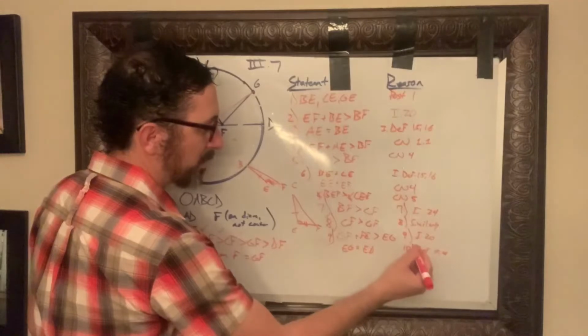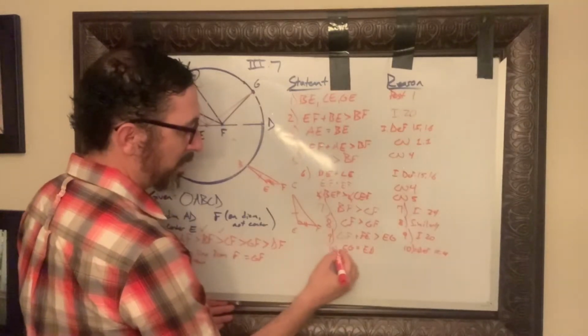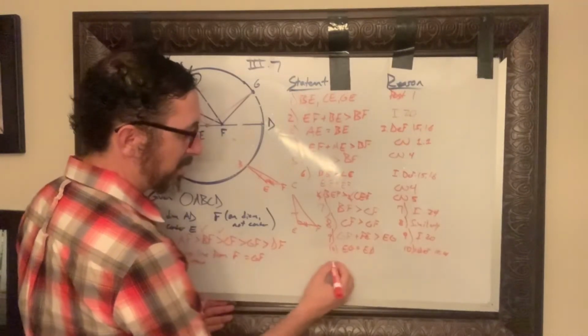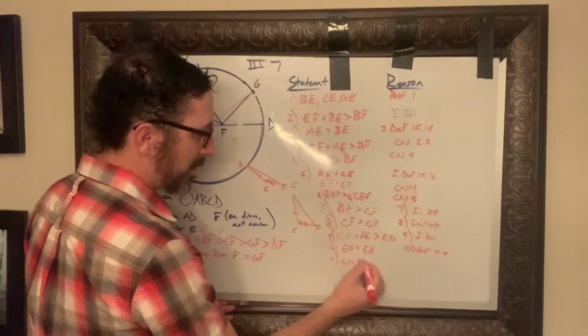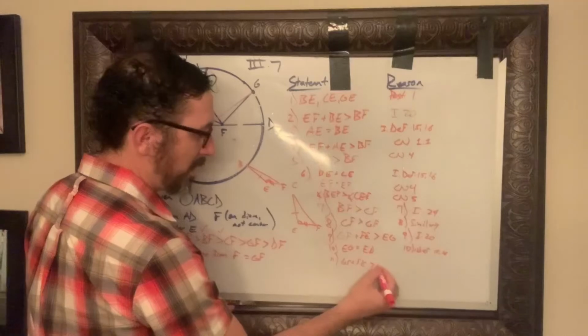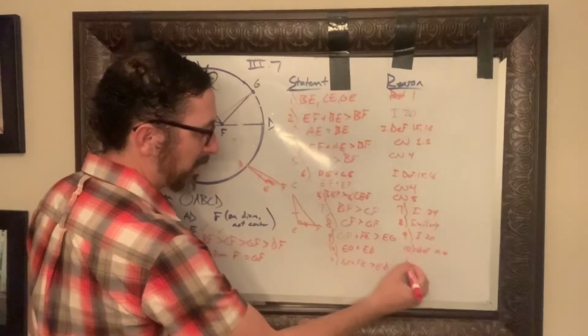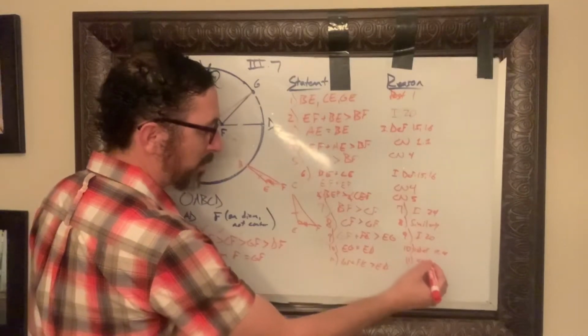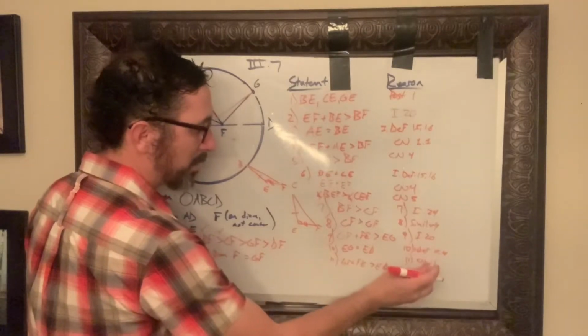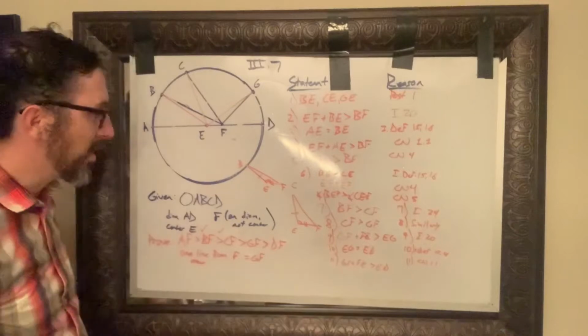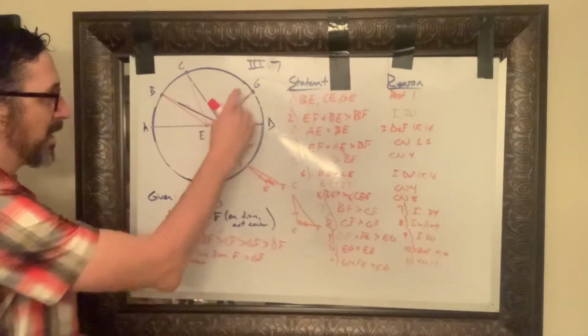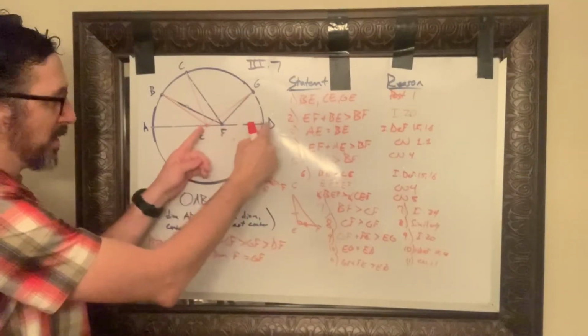From book 1. And so then I'll just swap these and do GF plus FE is greater than ED. And that's again common notion 1. So I'm just exchanging an EG for an ED. So I have GF plus FE is bigger than ED.